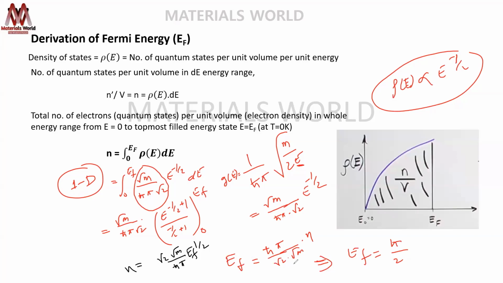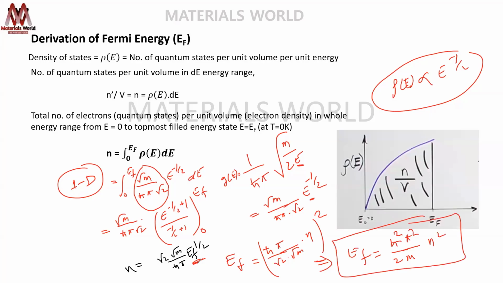It is E_F to the power... wait, yeah, of course it will be e to the power half, no? So it will become a square. So it becomes ħ square π square by 2m n square. This is your expression. And if you remember your GATE question, ħ square by 2m is already given, so they really don't want you to do this much exercise. This is your final expression for E_F and n.